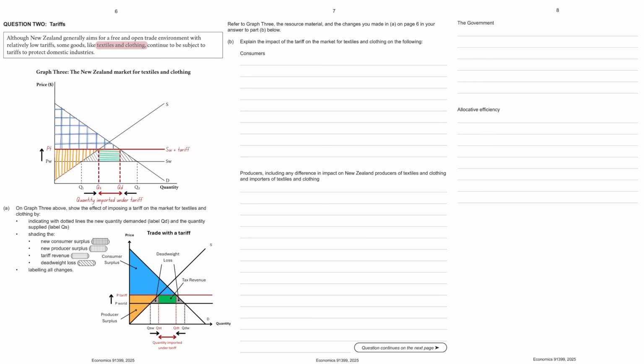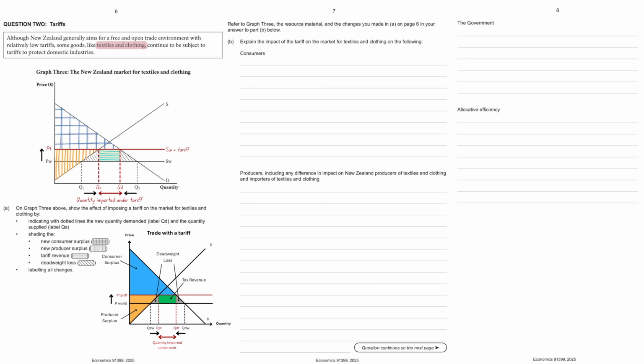Alright, so that was everything for question A. Let's have a look now at question B. So question B says refer to graph 3, which is the graph that we just drew, and the resource material. So that means you need to mention something that was in that box there. And then the changes that you made in A on page 6 in your answer to B below. Explain the impact of the tariff on the market for textiles and clothing on consumers, producers, the government, and on allocative efficiency. This is a very typical question that they ask in this exam.